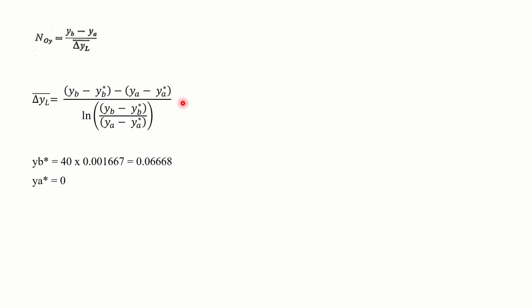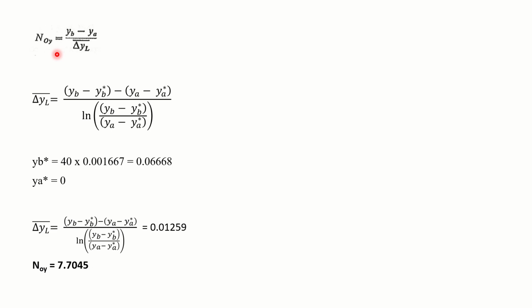We know the equilibrium line equation. In that equation, substitute the value of Xb, and you will get Yb star. Similarly, in the same equation, substitute the value of Xa, and you will get Ya star. So Yb star is obtained by substituting Xb, and since Xa is 0, Ya star is 0. By substituting that, you will get delta Y bar L. Then by substituting that in the NOG expression, we'll get the number of transfer units. So HTU into NTU will give you the height of packing, which is 1.6804 meter.